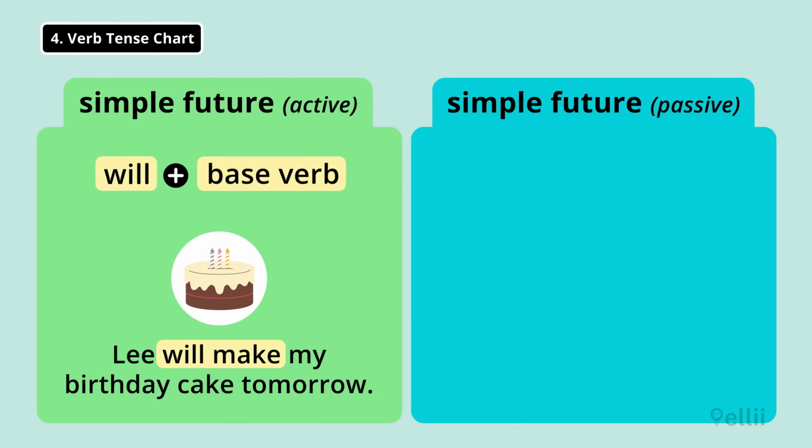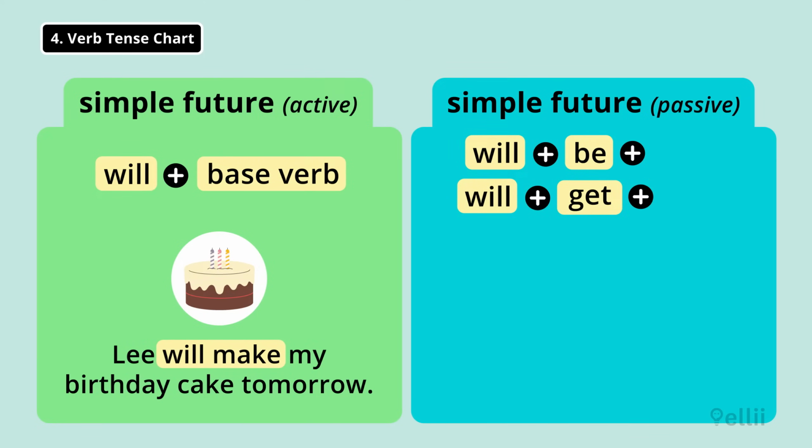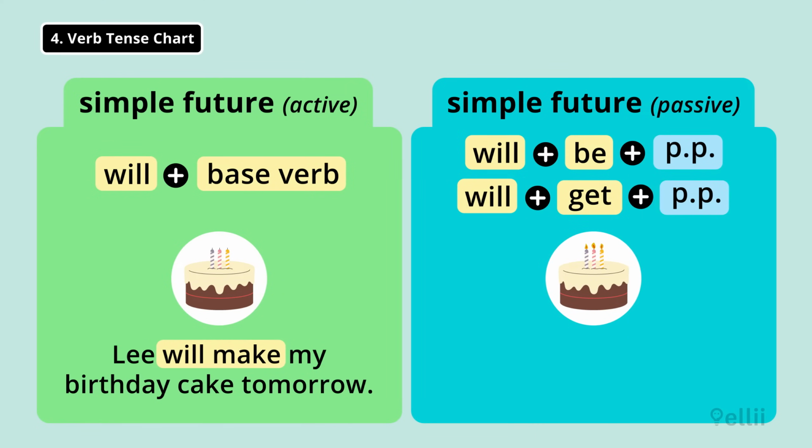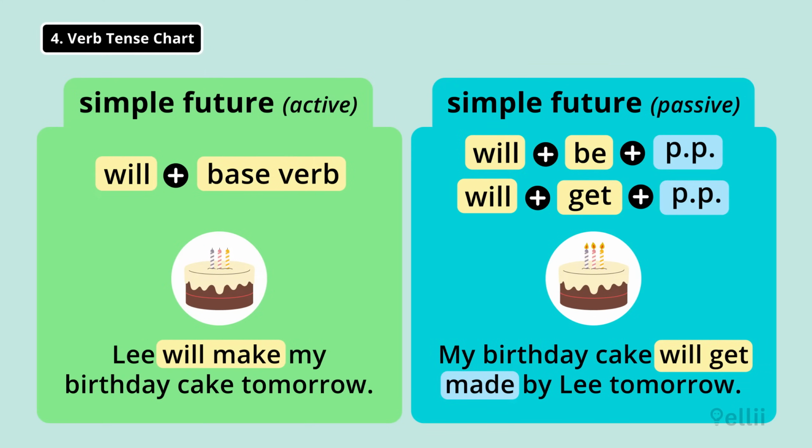To make this sentence passive, we need the simple future form of be or get, which becomes will be or will get, plus the past participle of make, which is made. So the simple future passive sentence is, "My birthday cake will be made by Lee tomorrow," or "My birthday cake will get made by Lee tomorrow."